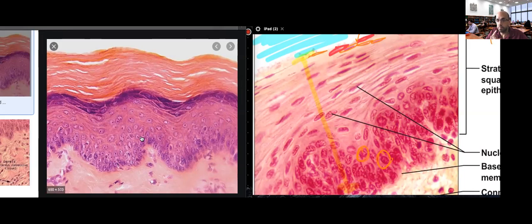So again, what I'm asking here, where is the top cell layer? Is it 1, 2, or is it 3? All right, so if I was asking where is the top, it should be 1. But here I'm not asking about where is the top. I'm asking about where is the top cell layer.